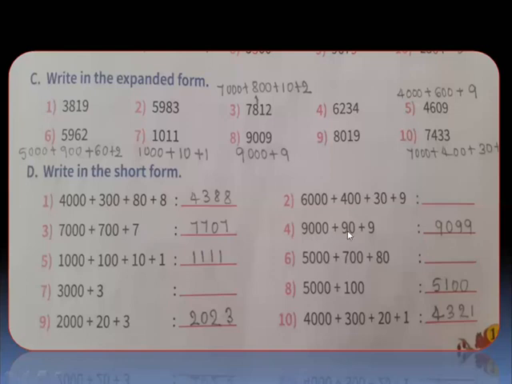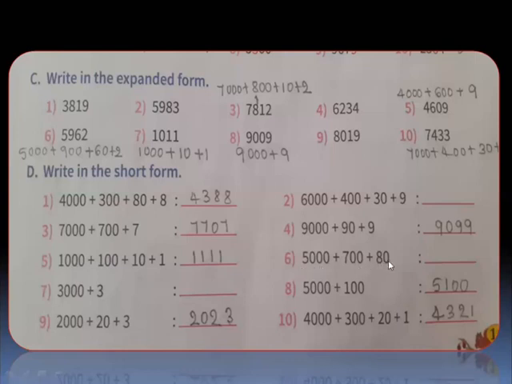See, fourth one also. 9000 plus 90 plus 9. In hundreds place, number is there? No. So in that place, you have to put 0. It will become 9099, right? Next, fifth one. 1000 plus 100 plus 10 plus 1. It will become 1111. Okay, next, sixth one.